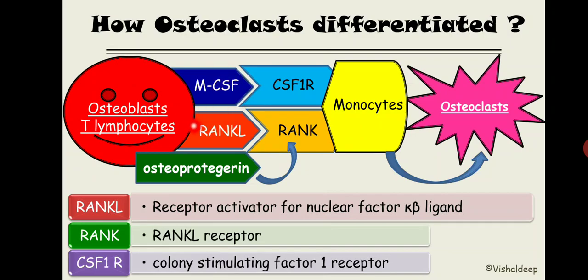Let me repeat myself. The osteoblast has only one ligand, RANKL. This MCSF and osteoprotegerin are both secreted from the osteoblast. They bind with the appropriate receptor to make the necessary changes over the monocyte into the osteoclast. Got it? Now how to write it down?